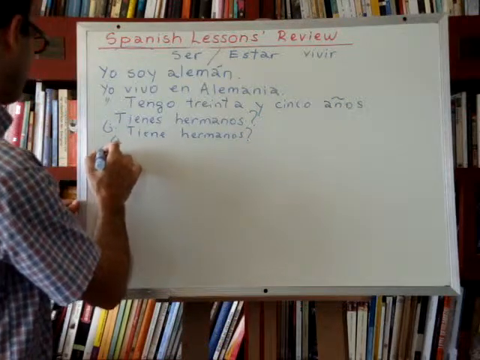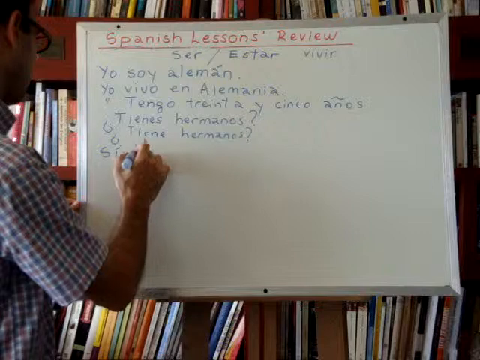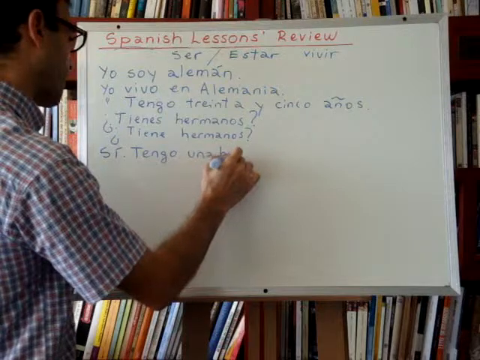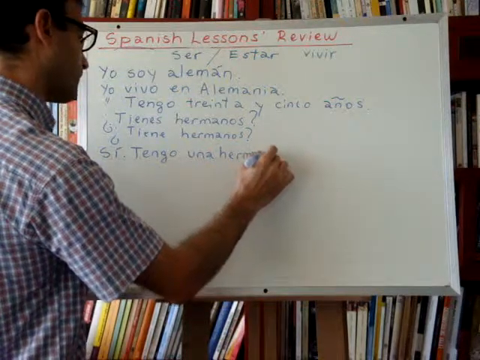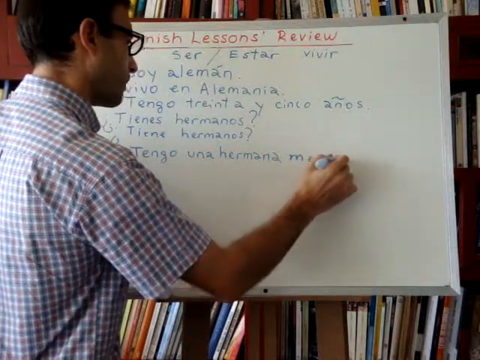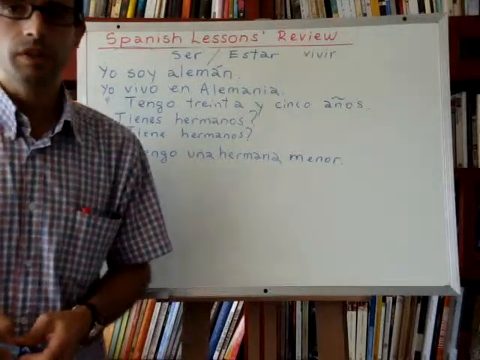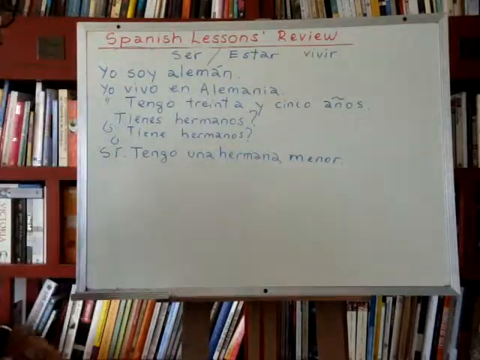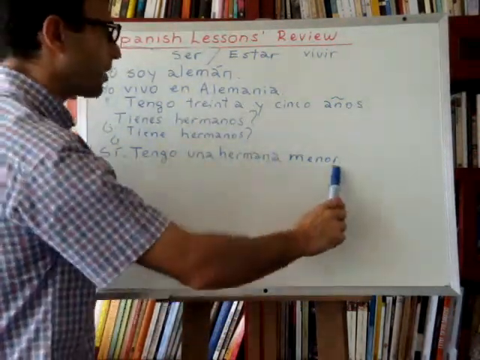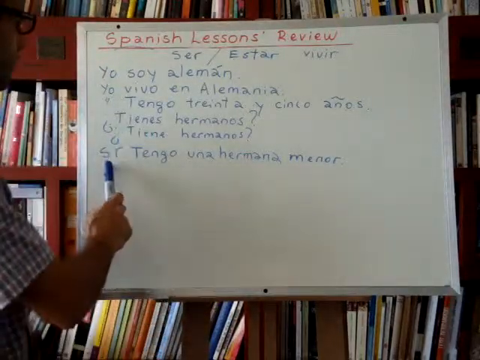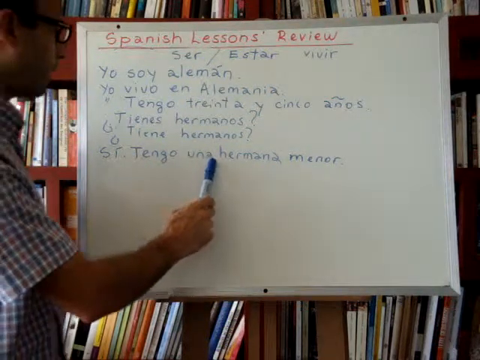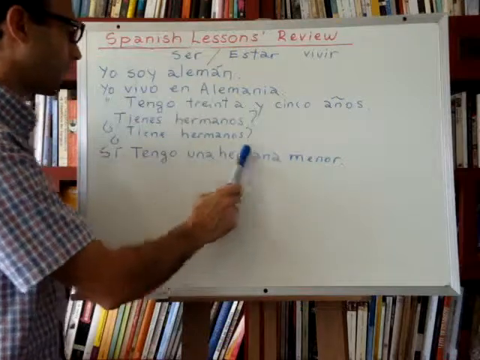We would say yes, sí. Tengo, for I have, una hermana, a sister, menor, right? Which means younger. Menor means younger, and it also means smaller, right? So, remember in Spanish, first we always say the noun, later comes the adjective, okay? So, sí, tengo una hermana menor. Yes, I have a younger sister, right?